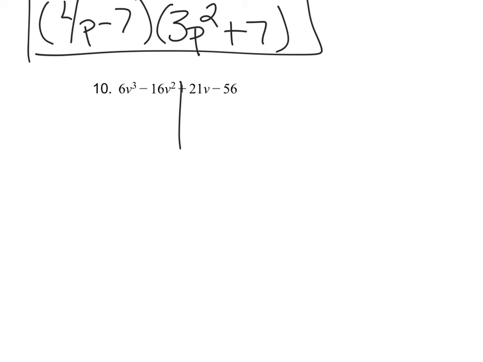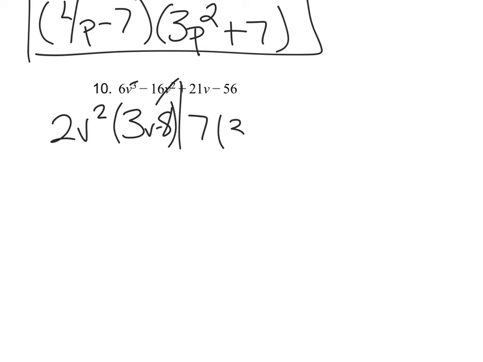Last one on the front. We can factor out a v squared and a 2. So that gives us 3v minus 8. Here we can factor out a 4. Looks like a 7. So we have 3v minus 8, and then do your signs, right? So the insides are the same.